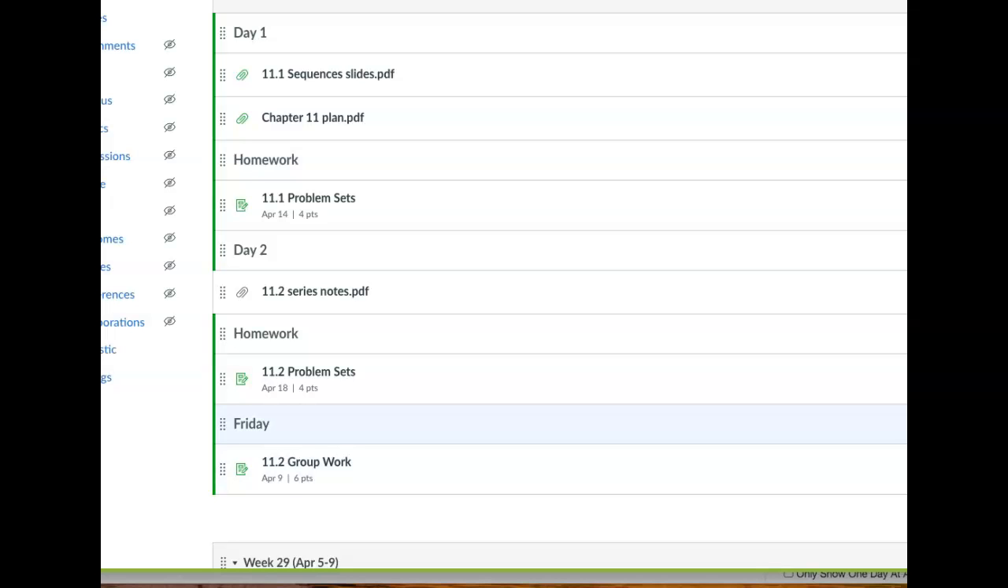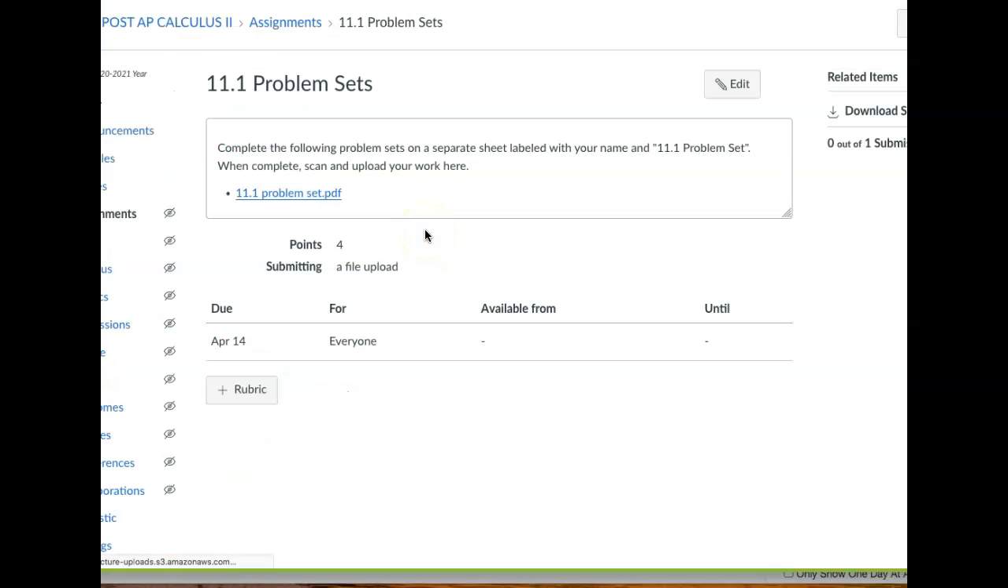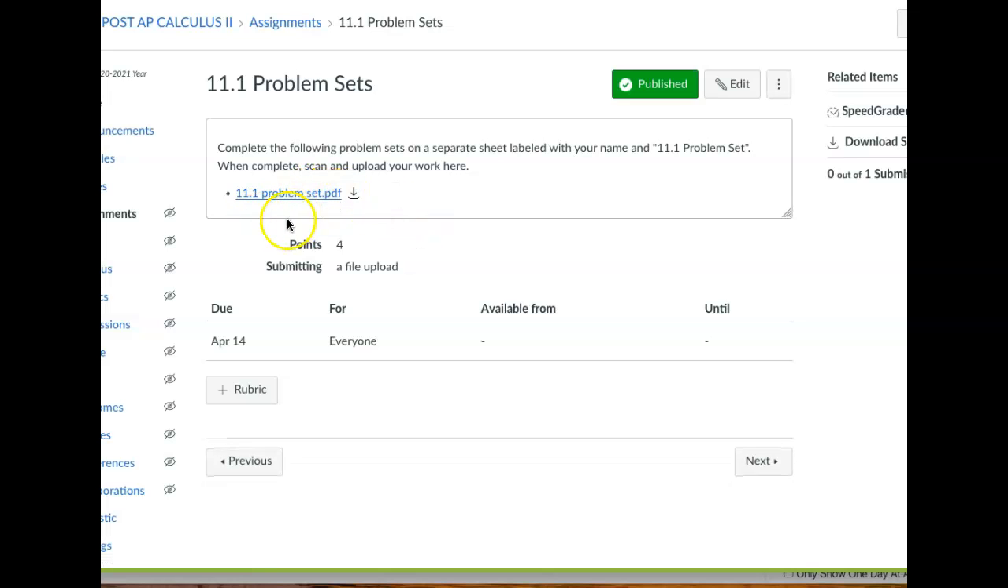Can you post the 11.1 problem set answers? Yeah, I will. All right, so you got an 11.1 problem set to work on. I'll give you the rest of the period to work on that. When you're done, just scan and upload it. Zoomers, feel free to log off. Yeah, I'll go ahead and post the answers in the supplemental section.